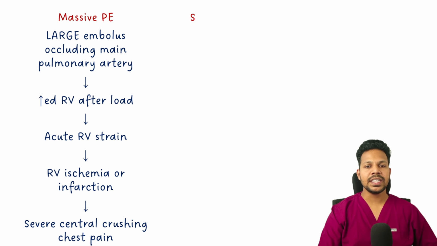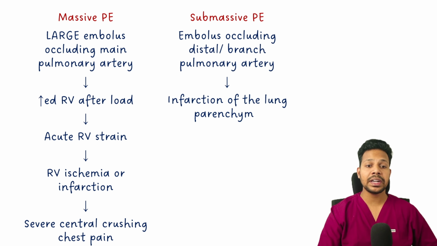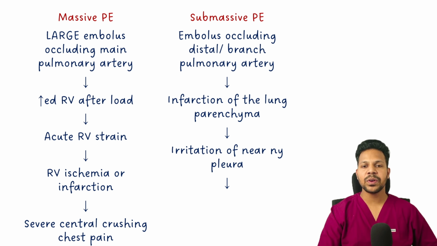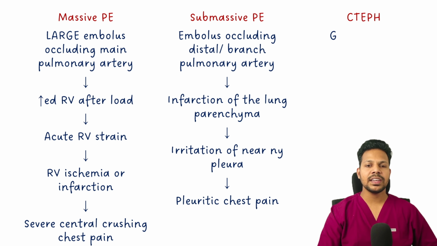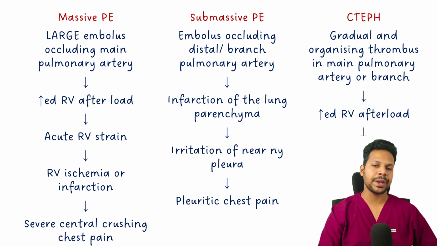Now, in submassive PE, there is a small embolus in the distal pulmonary artery, and that will result in localized infarction, and it can also result in irritation of the nearby pleura, and the patient can have a pleuritic chest pain. And in chronic pulmonary embolism, there is gradual and organized thrombus in the main pulmonary artery or its branches, and that will eventually cause increased pulmonary vascular resistance and increased RV strain and decreased LV preload.